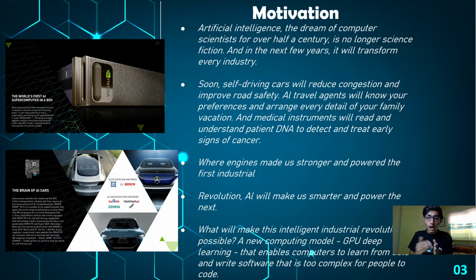So how will that happen? It will happen with a computing model of GPU that will be running in deep learning. It will be applied in deep learning. So computers will be able to learn data and write software that is too complex for people to code. It will be able to learn that independently by itself.